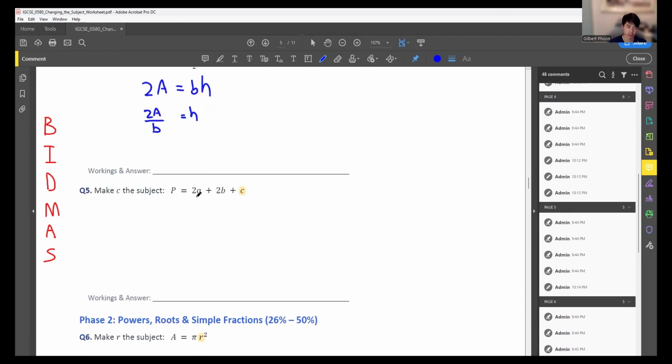Last example, this is an easy one. It's just all addition and C is the subject. I can just disregard that they are multiplications and bring everything over as a subtraction.